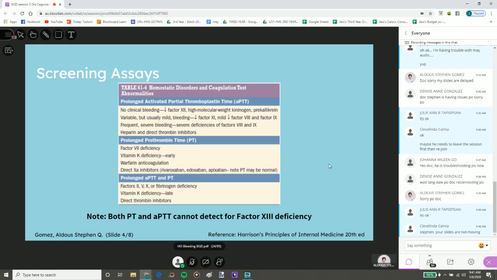In prolonged APTT and PT, we can deduce that it's a problem in the common pathway since it prolongs both PT and APTT. As seen here in the table, it's factor 2, 7, and 10 or fibrinogen deficiency. And for those taking direct thrombin inhibitors.